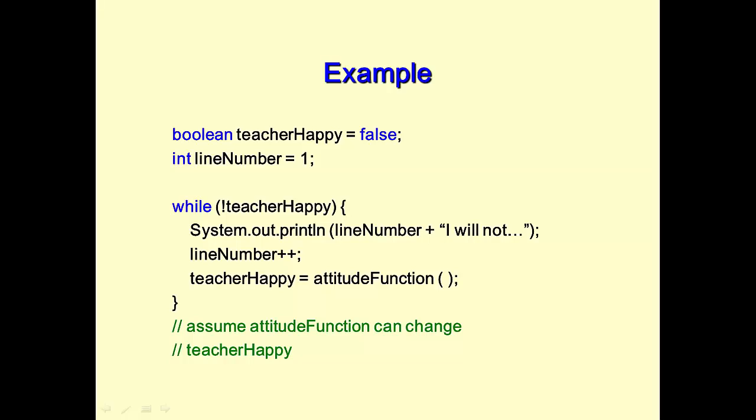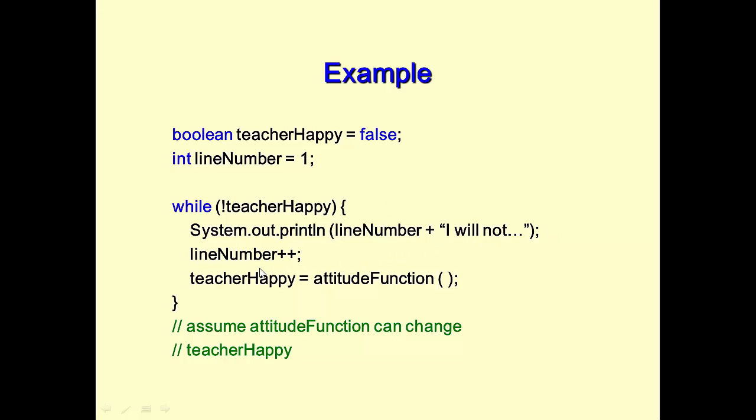So here's an example, and it's a little bit strange, but you could see we might have a Boolean called teacher happy, and we set its initial state to be false because the teacher is angry at us. Right below that, we declare another variable called line number, and that's going to start out as the value 1. And then so long as the teacher is not happy, we're going to system.out.println the line number, which in this case is going to start out at 1. I will not pour Clorox in the fish tank.